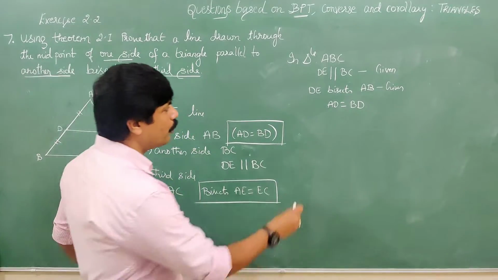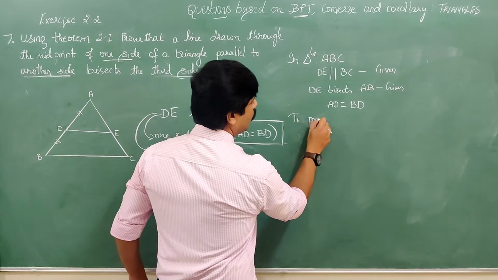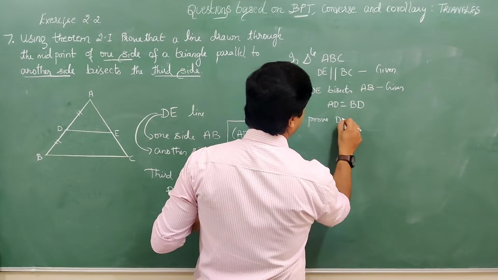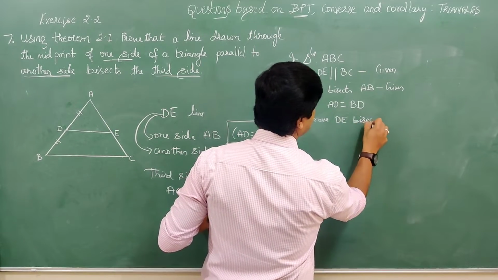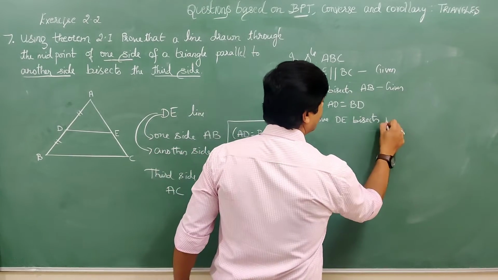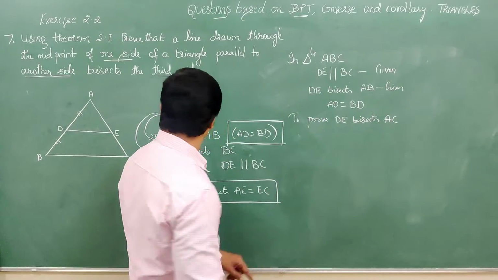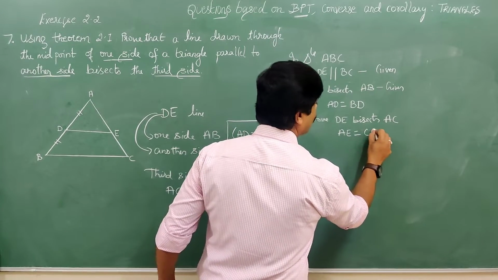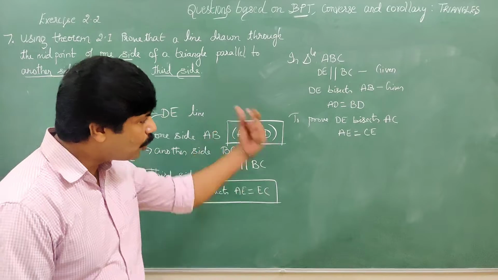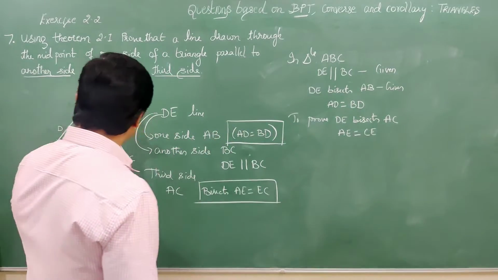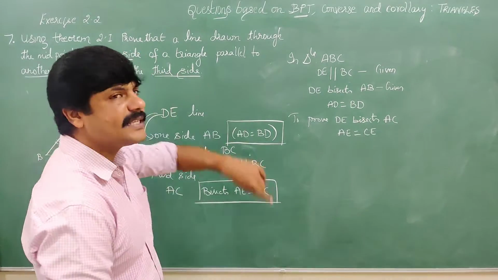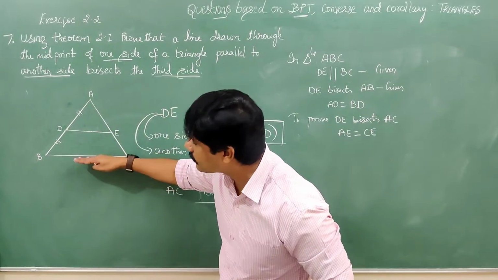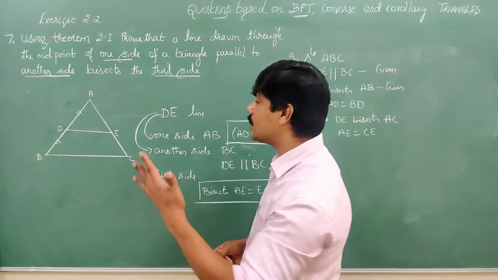Then what do we have to prove? To prove: DE bisects AC. DE bisects AC means AE is equal to CE. We have to prove AE is equal to CE. If you prove AE is equal to CE, then DE is bisecting AC. How do you prove? Using the basic proportionality theorem. Recall, if a line is parallel to one of the sides of the triangle, it divides the other two sides in the equal ratio.